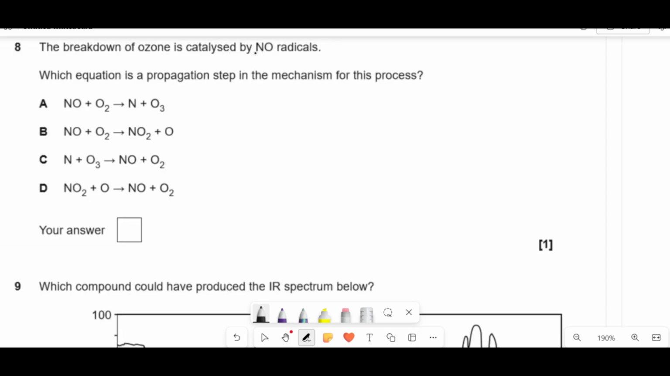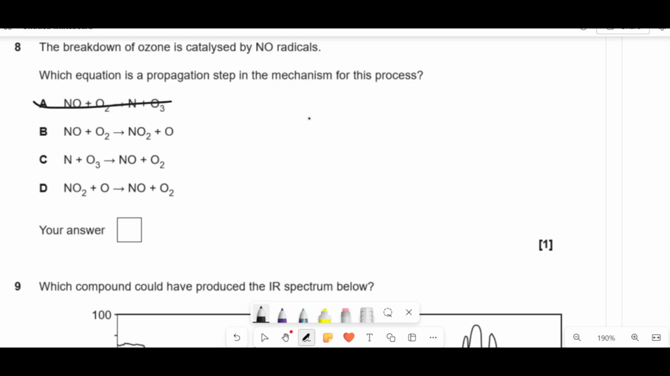The breakdown of ozone is catalyzed by NO radicals. Which equation is a propagation step in the mechanism of this process? So what we're looking for is first of all, the breakdown of ozone. A propagation step is where a radical reacts with a non-radical to make a radical and a non-radical. So we need to figure that part out. And we also know it's breaking down ozone, so we're not going to be making ozone in these steps either. So that's out immediately.